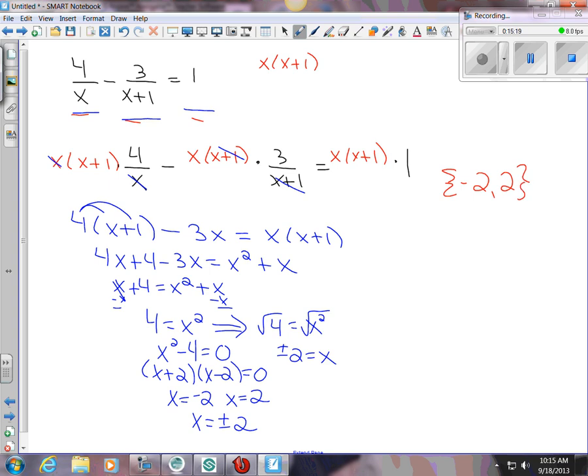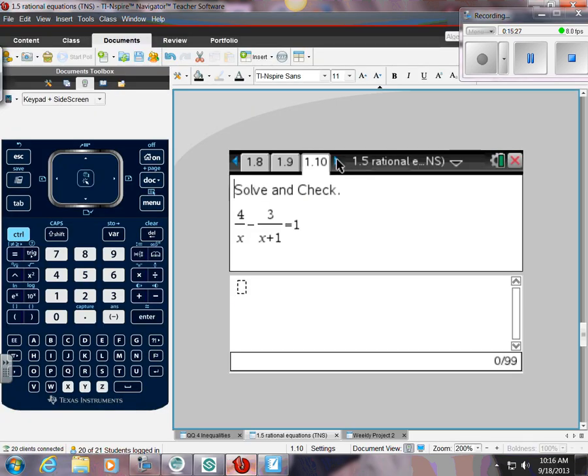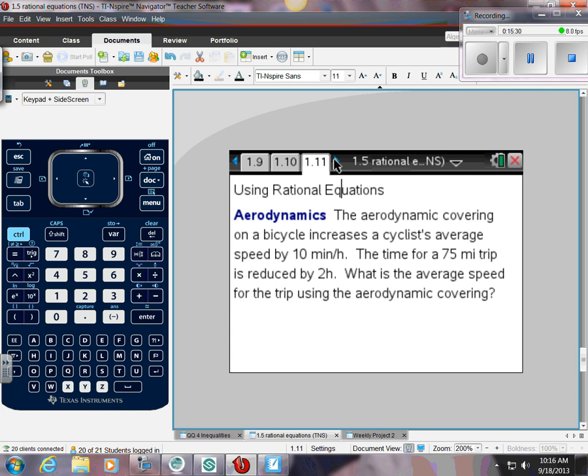You guys doing okay? So let's take a look at the next one. The next one's a word problem, but I give you the equation, so don't freak when you have to read. Aerodynamics. The aerodynamic covering on a bicycle increases a cyclist's average speed by 10 minutes per hour. The time for a 75-mile trip is reduced by 2 hours. What is the average speed for the trip using the aerodynamic covering?